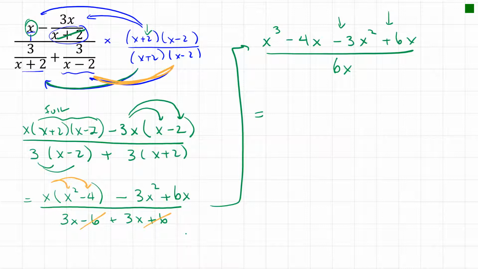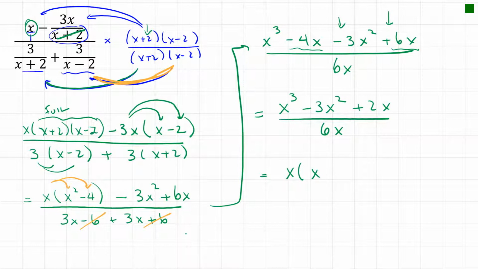And I'm going to collect like terms. There's a 4x and there's a 6x. So I've got x cubed minus 3x squared plus 2x over 6x. Now I'm going to do my factoring. Notice there's an x that's common in the numerator, and I'm going to factor.